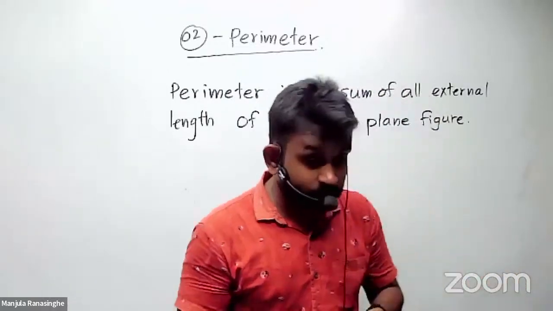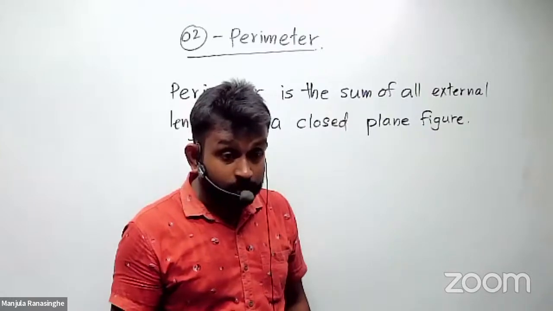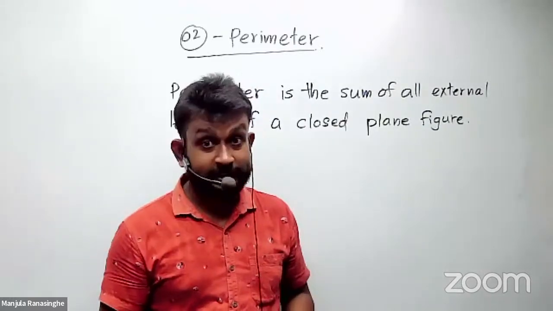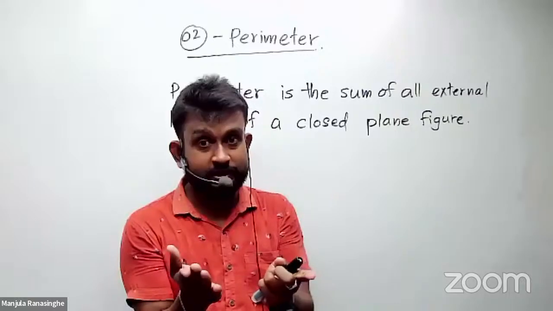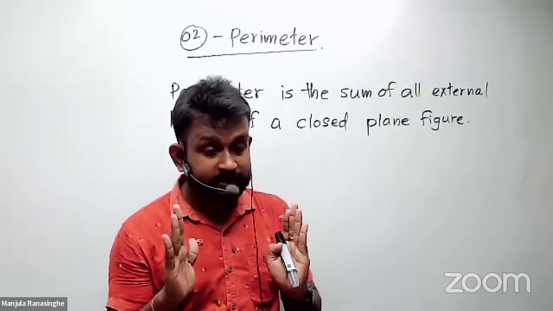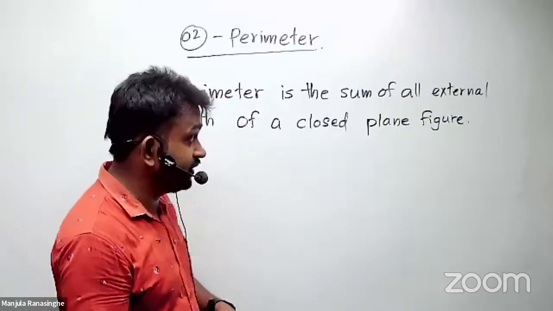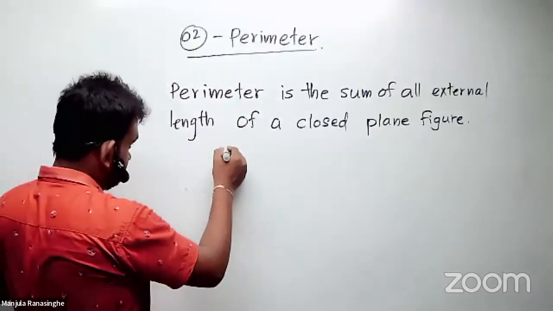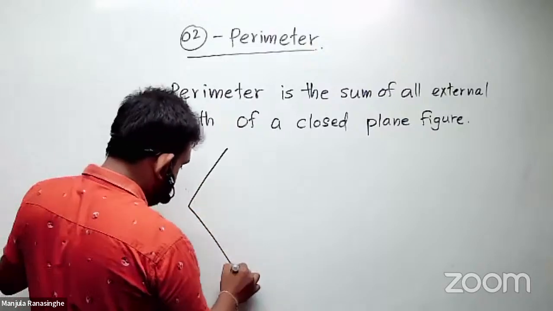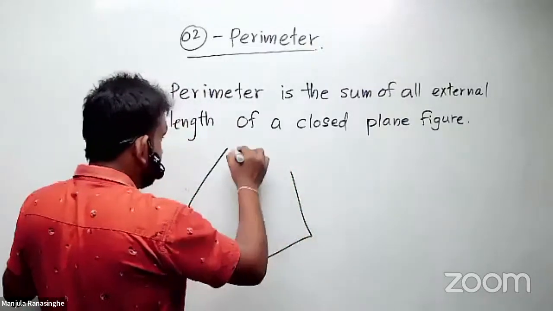So what is the keyword here? Sum of all the external length. External length, outer length only. Remember that basic idea. Fine. So now I will draw a plane figure for you. You can draw any plane figure.